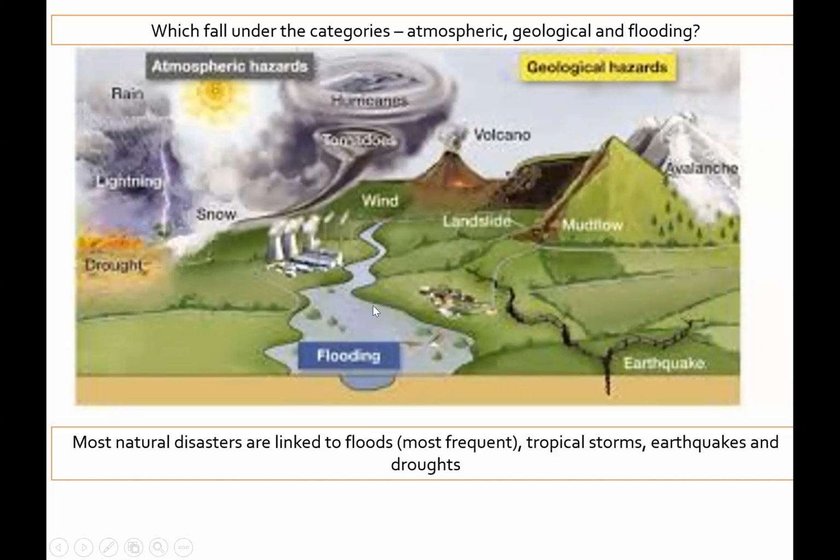land. And then your flooding, well, that's a bit of an overlap, I suppose, because that can be caused by your rain. So most of the natural disasters that we actually get tend to be caused by flooding. Flooding's the biggest problem. We've then got tropical storms, earthquakes, and droughts.